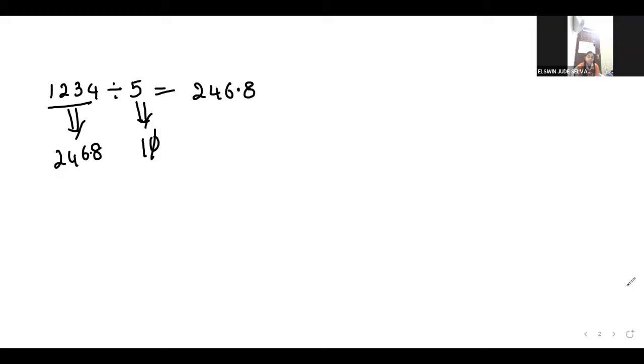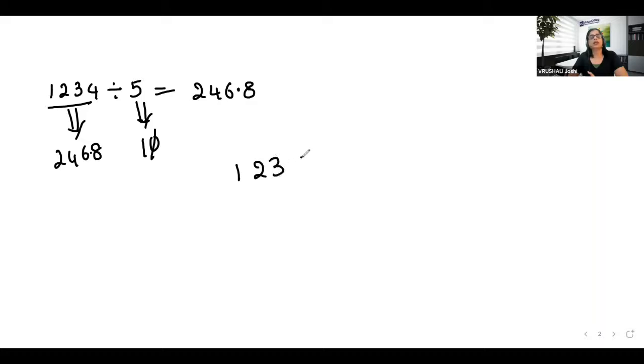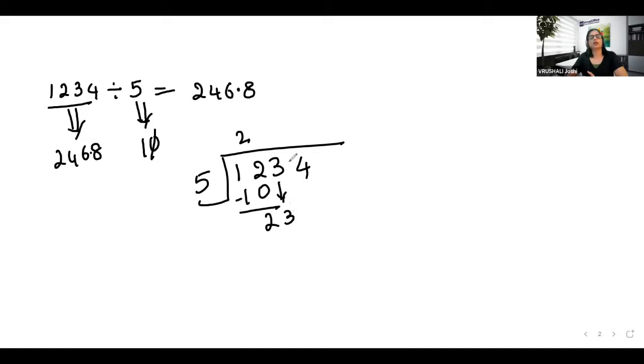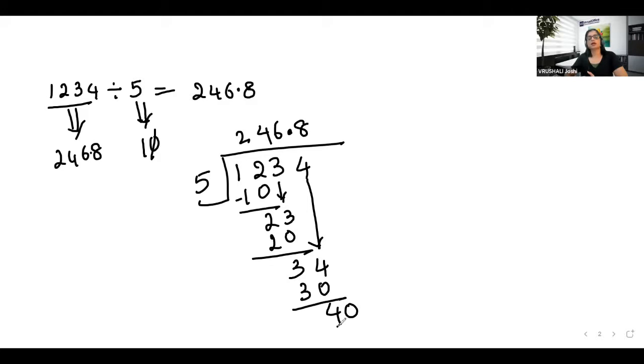Ma'am, I understood. In actual division, if we divide it by 5, we will get some other answer, right, teacher? No, impossible. It is impossible to get any other answer. 5 twos are 10. 2. Bring down 3. 5 fours are 20. 3. Bring down 4. 5 sixes are 30. 4. Decimal 0. 8 are 40. Same answer.